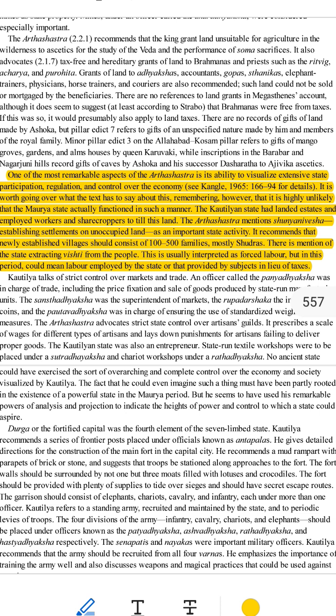3. Shunyanivesha, building villages on empty land. What is Shunyanivesha? The Arthashastra talks about Shunyanivesha, which means building new villages on land that no one is using. This was an important task for the government. How were the villages made? The text suggests that a new village should have 100 to 500 families living in it. Most of these families should be from the Shudra class, the class of workers and labourers.